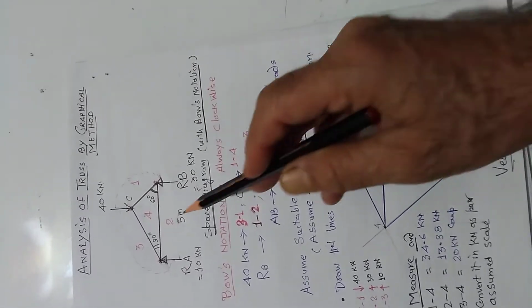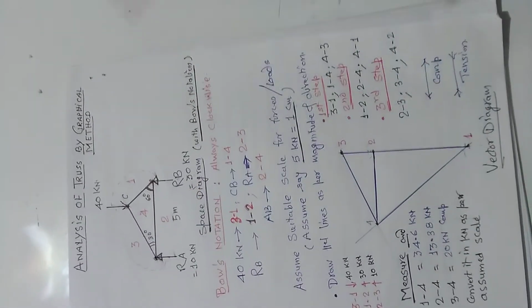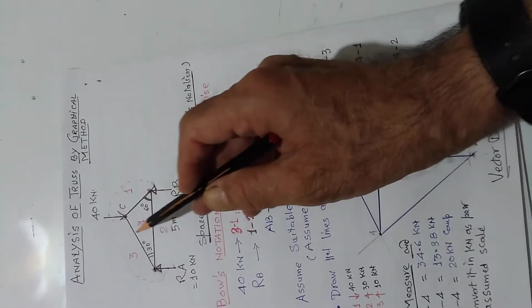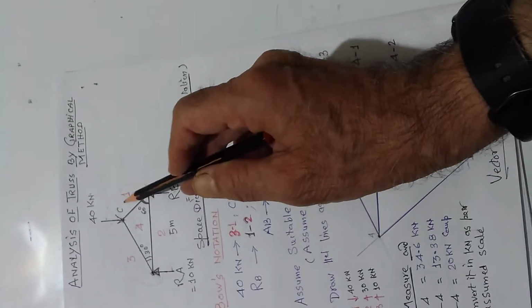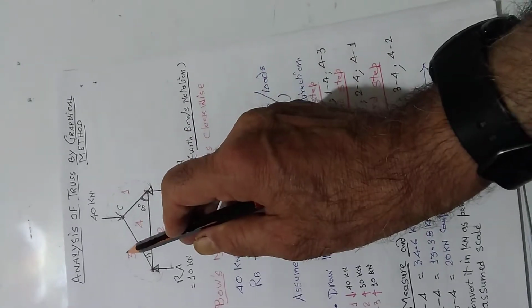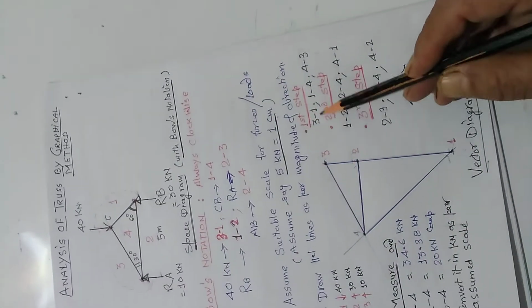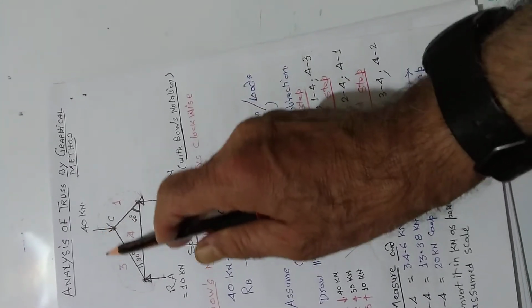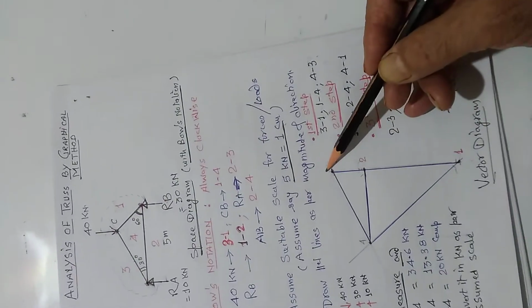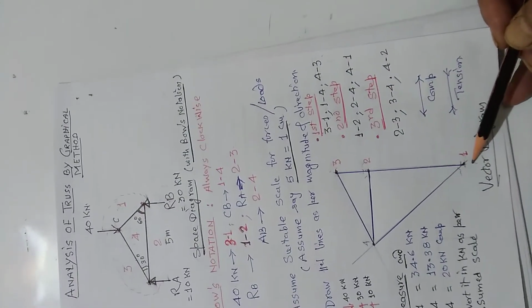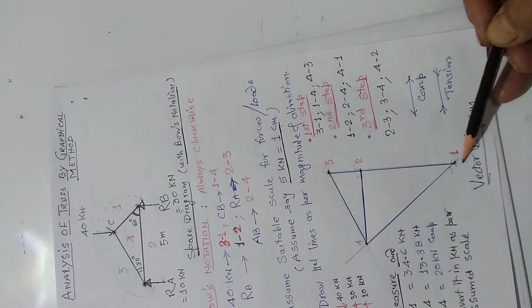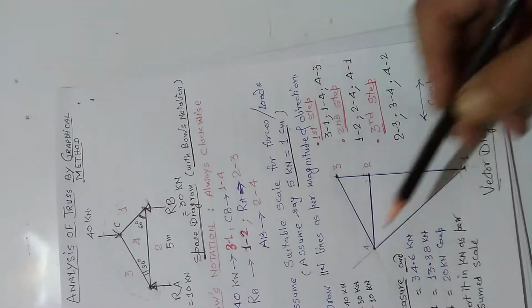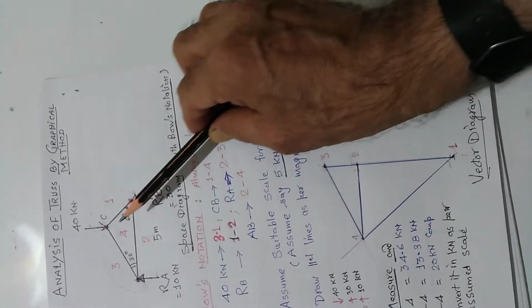How to calculate it? First of all, consider from any of the sides. Say I am considering 3. If we are starting from 3,1, 1,4 and 4,3. Just see: 3,1, 1,4, 4,3. So 3,1 is already drawn. Then 1,4: from 1, draw a line parallel to this.